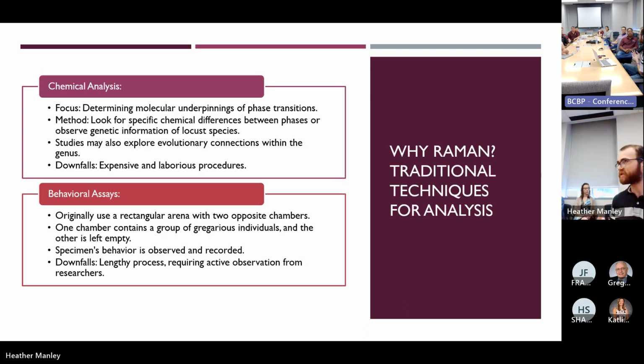The other type is behavioral assays, where an individual is usually placed in an arena to test for what phase it is in. These normally follow the original procedure, in which there's a rectangular arena with two chambers on opposite sides, one having various crowded individuals and the other having an empty chamber, and whichever side the locust tends to go to is often the determination for what phase they're in. These are lengthy, as you need to watch the entire process or record it, and using Raman would prevent the long time consumption of this and the expensive labor of chemical analysis.